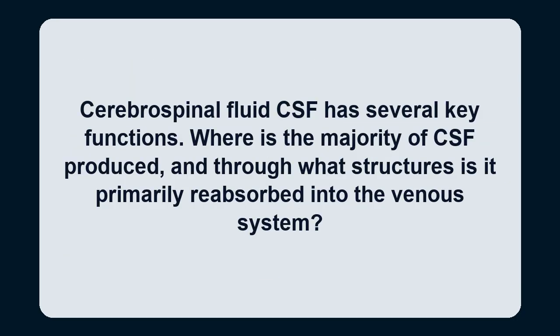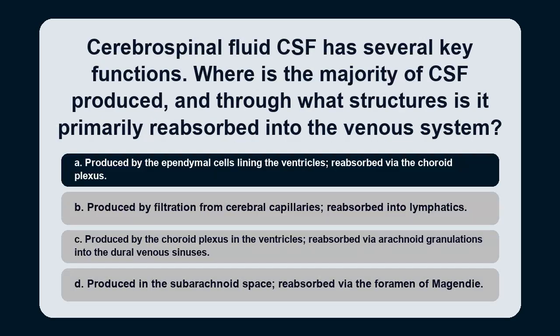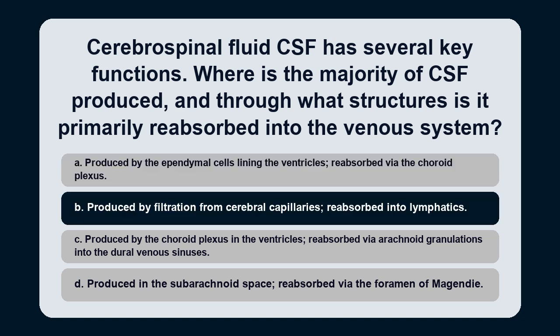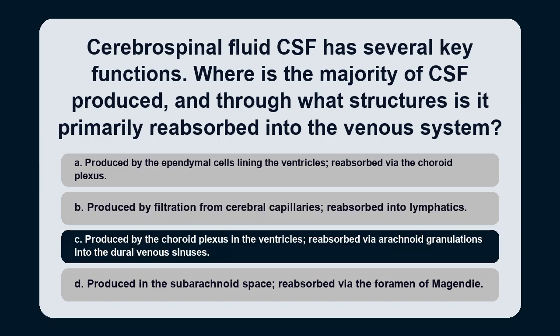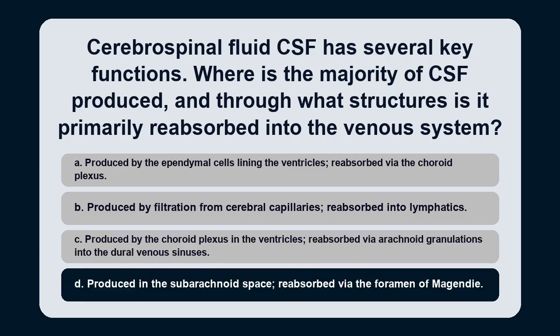Question 6. Cerebrospinal fluid, CSF, has several key functions. Where is the majority of CSF produced, and through what structures is it primarily reabsorbed into the venous system? Option A. Produced by the ependymal cells lining the ventricles, reabsorbed via the choroid plexus. Option B. Produced by filtration from cerebral capillaries, reabsorbed into lymphatics. Option C. Produced by the choroid plexus in the ventricles, reabsorbed via arachnoid granulations into the dural venous sinuses. Option D. Produced in the subarachnoid space, reabsorbed via the foramen of Magendie.